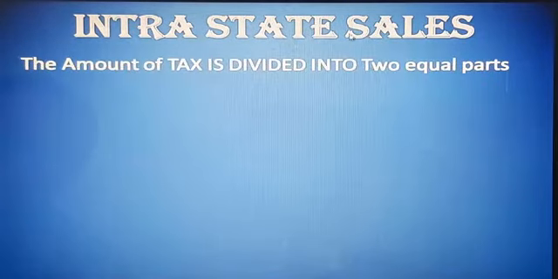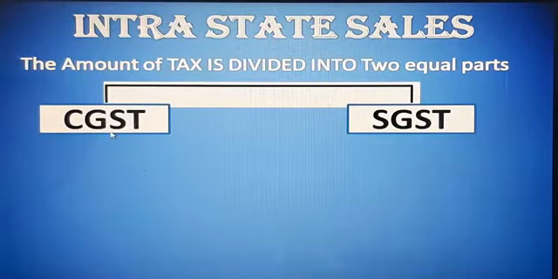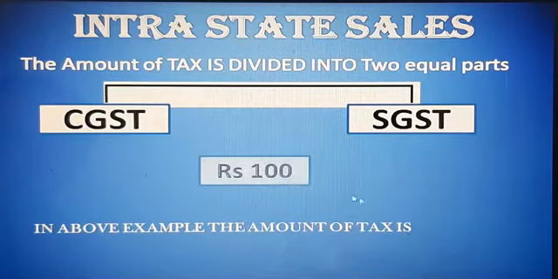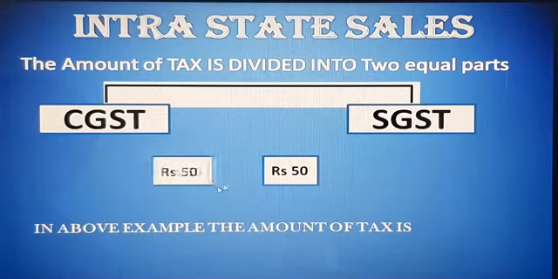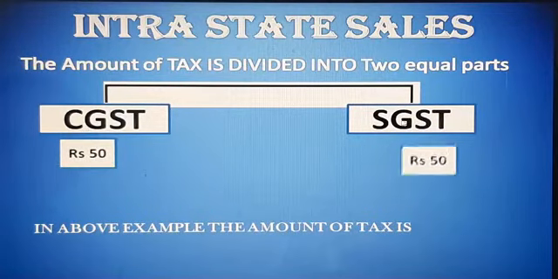In intrastate sales, the amount of tax received is divided into two equal parts as CGST and SGST. In the above example, the amount of tax is rupees 100. So in case of intrastate, rupees 100 is divided into two equal parts, and one goes to the central government as CGST and another one goes to the state government as SGST.